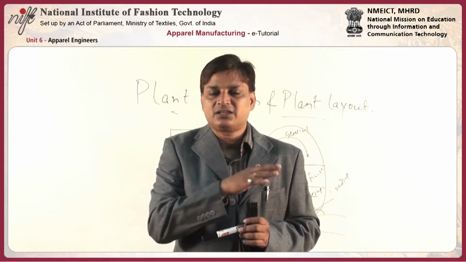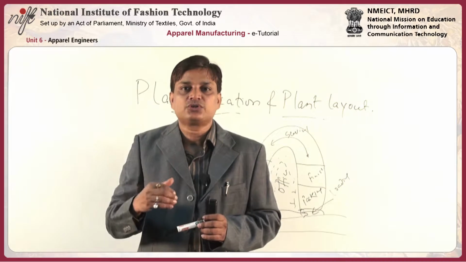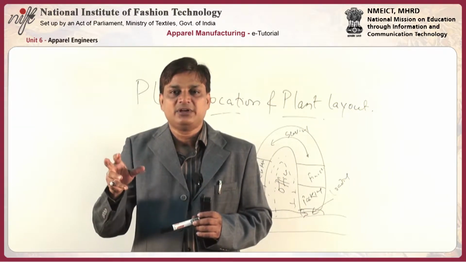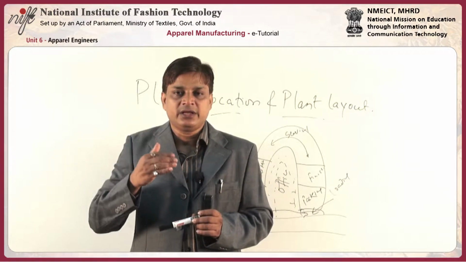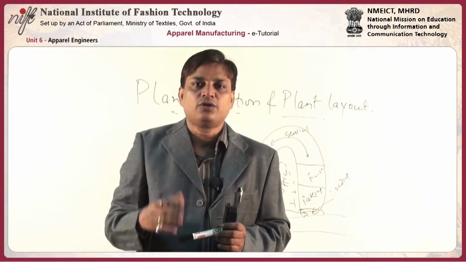There are also other allied materials which are used, like in washing we require different types of detergents and so on. In finishing we require the spot gun. So different types of products are also required.